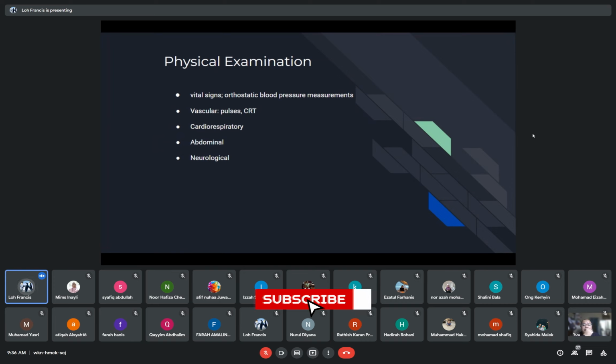Physical examination. You need to check the patient's vital signs: BP, pulse rate, and temperature, with orthostatic blood pressure measurement, lying or standing. Check the patient's pulse or capillary refill. Do a full systemic examination: cardiovascular, respiratory, abdominal, and neurological examination.